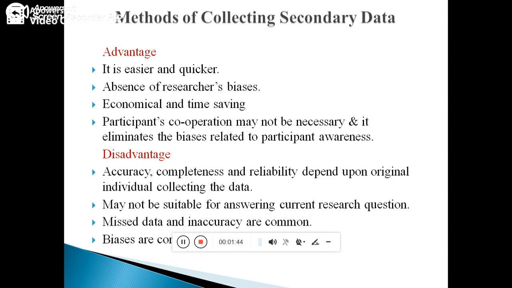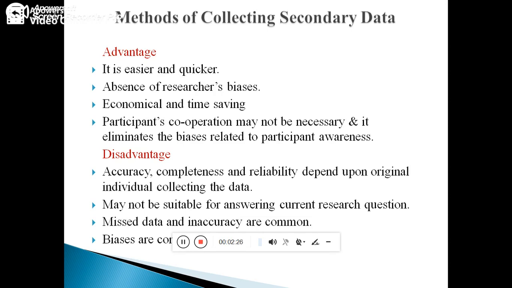Disadvantages of secondary data: accuracy, completeness, and reliability depend upon the original individual collecting the data. So it is the responsibility of the researcher to check the reliability of the data collected from different sources. It may not be suitable for answering current research questions. The available data may deal with some other type of research, so it is possible that we cannot get the exact answer to our question.